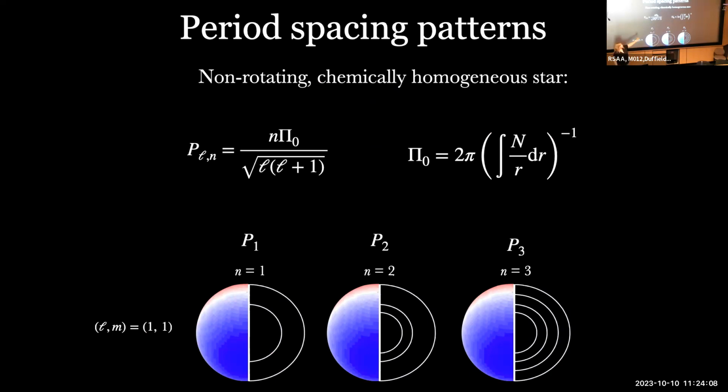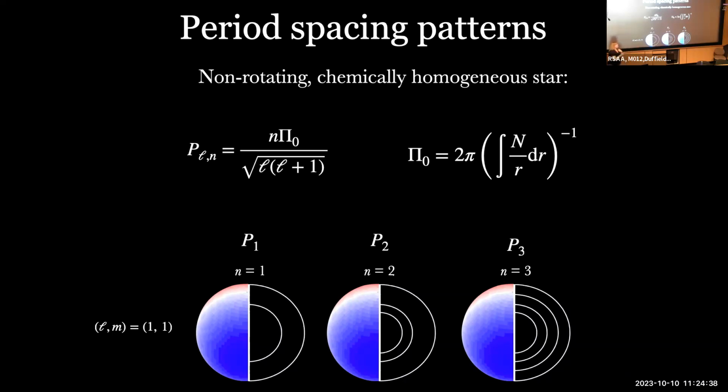So these 2 equations you see here are essentially how we can calculate what the periods of the oscillations are. And they depend on the degree, L, the radial order N, and this Pi naught value, which is essentially an integral of the Brunt-Väisälä frequency. So the Brunt-Väisälä frequency is the oscillation frequency you get of a blob of gas that you're displacing in the radiative envelope of the star.